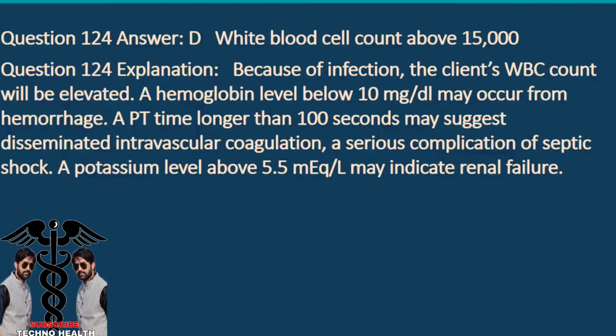Question 124. Explanation: Because of infection, the client's WBC count will be elevated. A hemoglobin level below 10 mg/dl may occur from hemorrhage. A PT time longer than 100 seconds may suggest disseminated intravascular coagulation, a serious complication of septic shock. A potassium level above 5.5 mg/L may indicate renal failure.